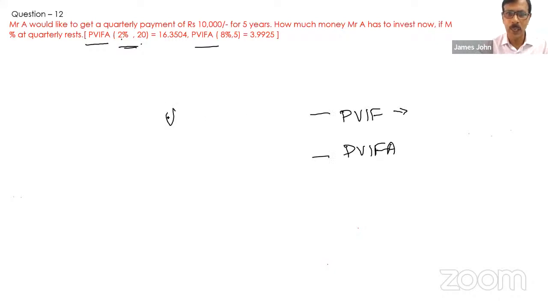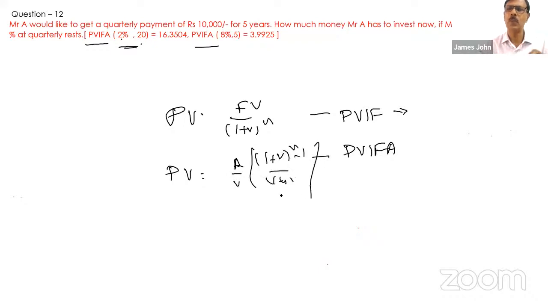Similarly, you can use the formula for both. For PVIF, there is a formula: present value is future value by 1 plus R the whole raised to n. Similarly, for annuity, the present value is A by R into 1 plus R the whole raised to n minus 1 by 1 plus R the whole. So you can use this formula, or you can take the factor and multiply with the annuity. That is the benefit if it is given straightly. I think it's clear. So PVIFA stands for the present value for an annuity amount of 1 rupee. Here, what is the annuity amount? A would like to get a quarterly payment.